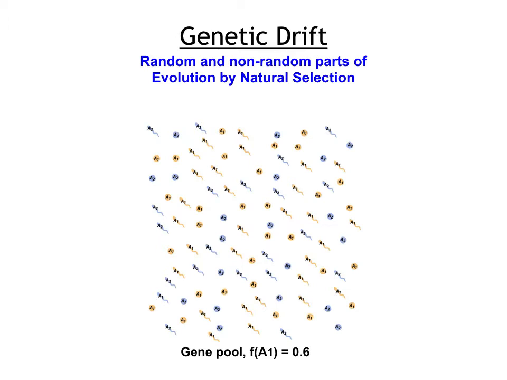And so here's a gene pool. We can describe a gene pool by the allele frequencies. Again, we're going to stick with the alleles A1 and A2. In this particular gene pool, if we went through and counted up all the alleles, we'd see that 60% of them are A1 alleles and 40% of them are A2 alleles. Okay, then here's our gene pool.